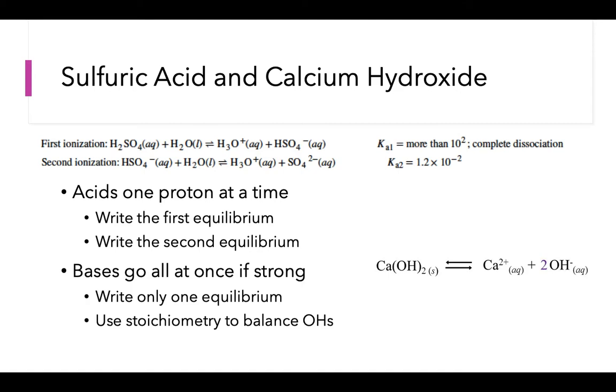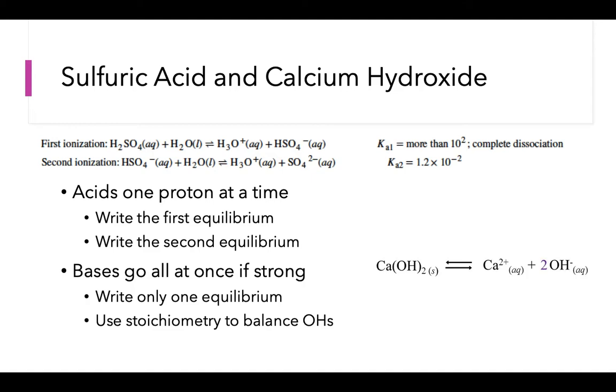The second one, however, now that bond between hydrogen and oxygen in hydrogen sulfate is much stronger, because we've already put a negative charge on it, and it doesn't really want to go to a 2 negative charge, so it makes that second hydrogen much harder to remove, and you can see that it has a Ka that is somewhat small. So acids, the protons you deal with one at a time.